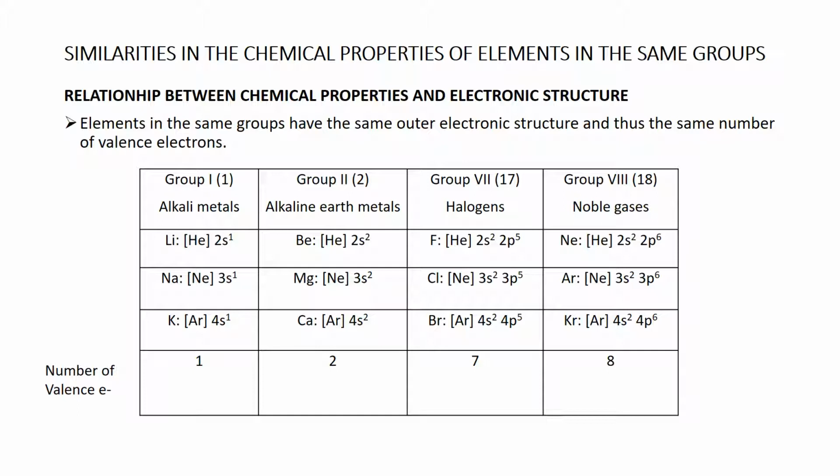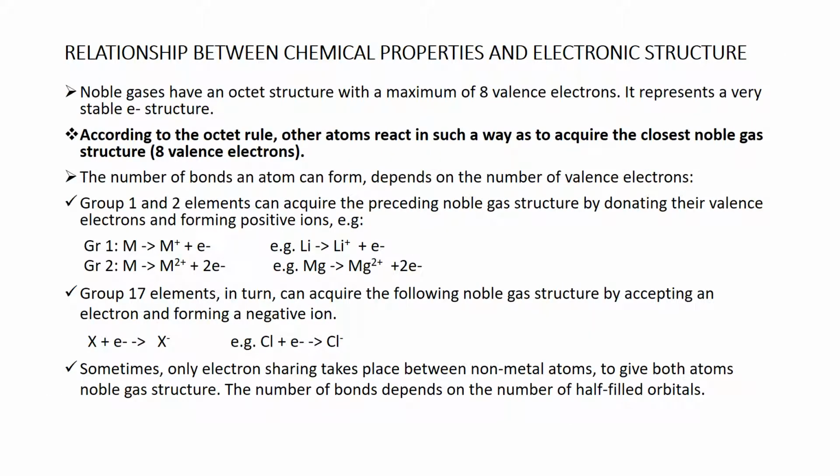They have valence electrons of 2, and they also have their outermost energy levels ending at the s orbital. The only difference is the outermost energy level. Same applies for halogens and noble gases. Noble gases have an octet structure with a maximum of 8 valence electrons.